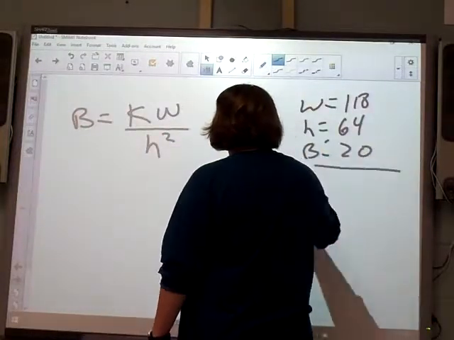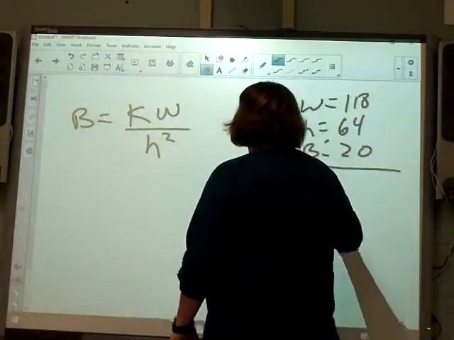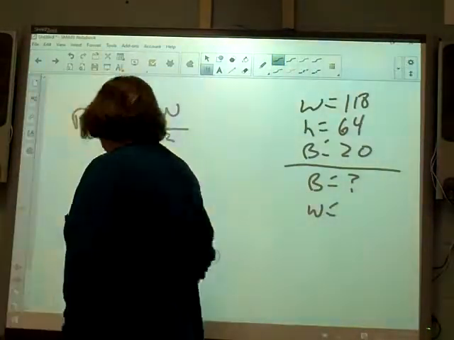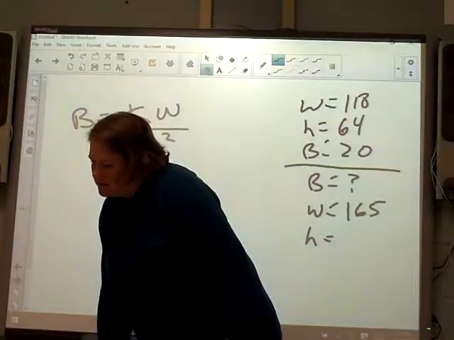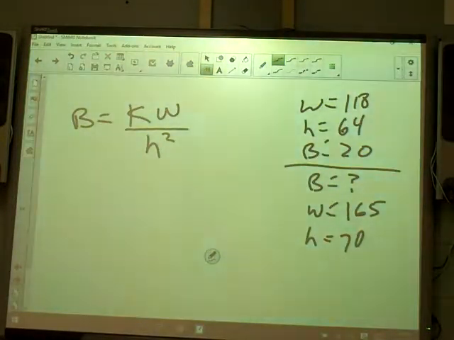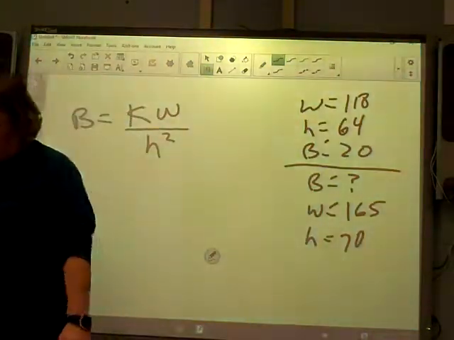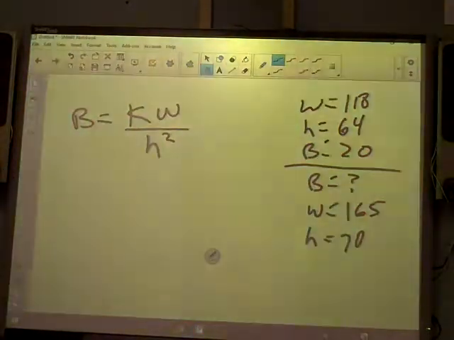5'4". What would the BMI of a person who weighs 165 pounds and is 70 inches tall be? Okay, so we got to use all the stuff we know to find our K. Then we'll go back there and plug it in to find that person's BMI. Alright, so this one's 20, so based on that stuff we read, that would be desirable. That's between 19 and 25. It's closer to 19, so this would probably be a skinnier person.